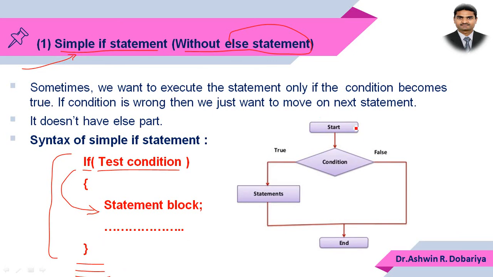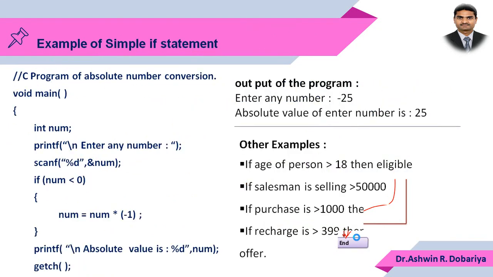So if we draw the flow chart, then start, and it will check the condition. Here there is no need for the else part, but if the condition becomes true, then we want to execute a statement. If the condition becomes false, then we want to directly jump to the next part or the end of the program. So in that case we can use the simple if. Let me discuss a certain example of simple if.